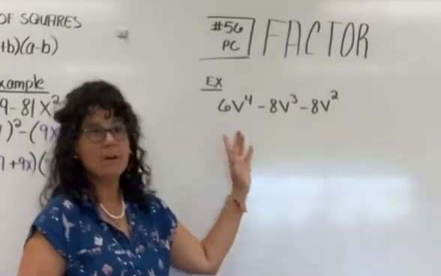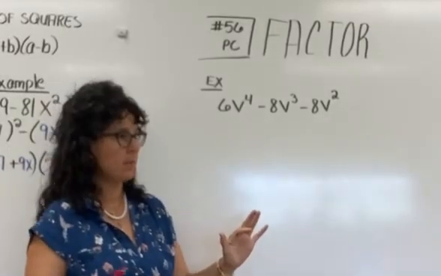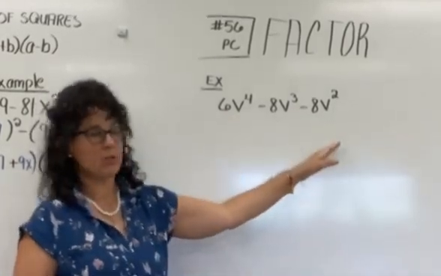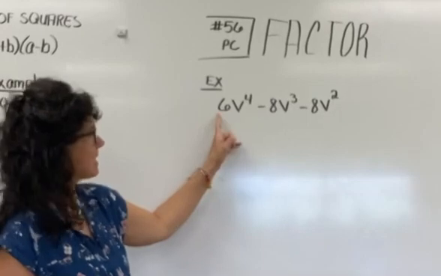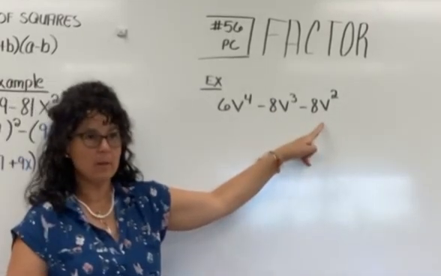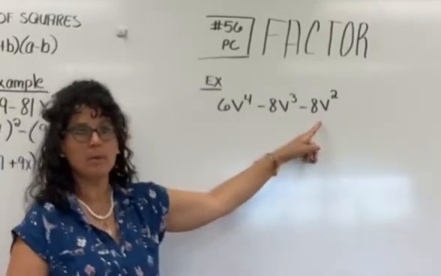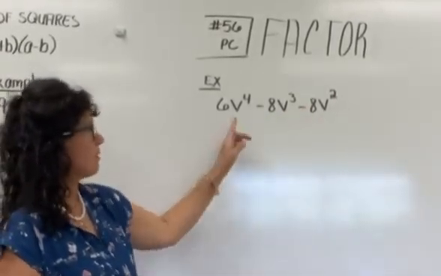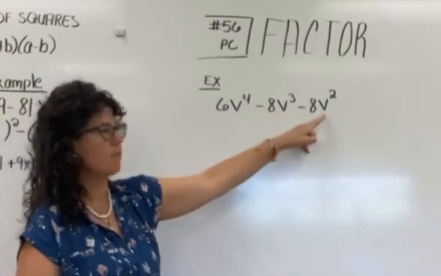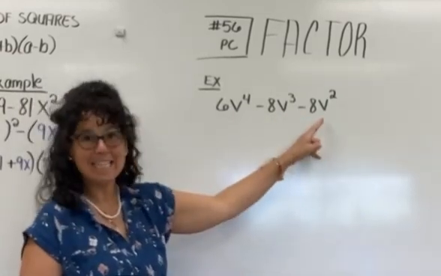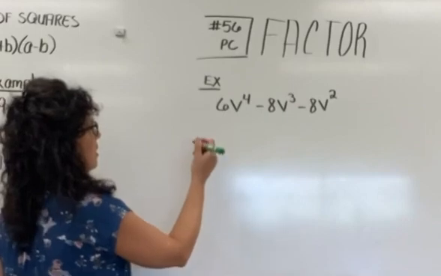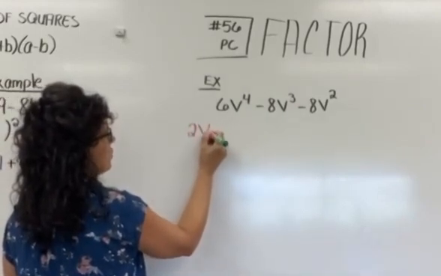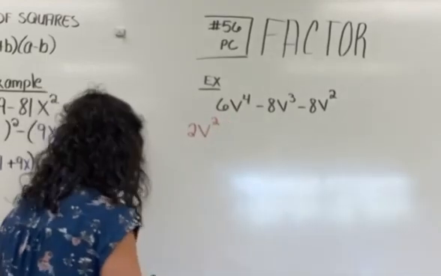When factoring, the very first thing, no matter what you're factoring, you want to look to see if there's something in common to all the terms. Our coefficients, 6, 8, and 8, are all even numbers, so I know that 2 is in common to all of them, and it happens to be the biggest thing in common. Now the variables, v to the fourth, v to the third, v squared, each one has at least a v to the second power. So let's take out 2 and v to the second power.